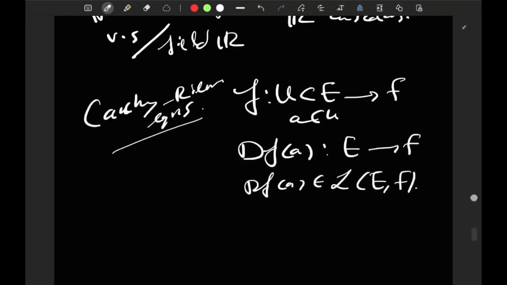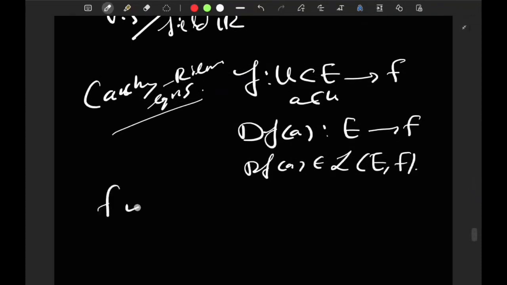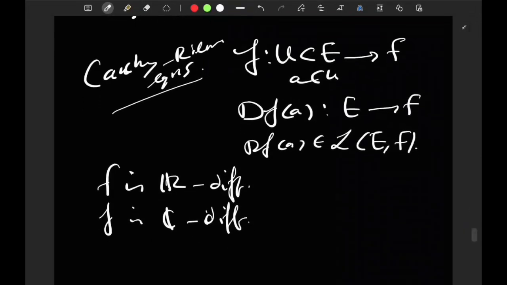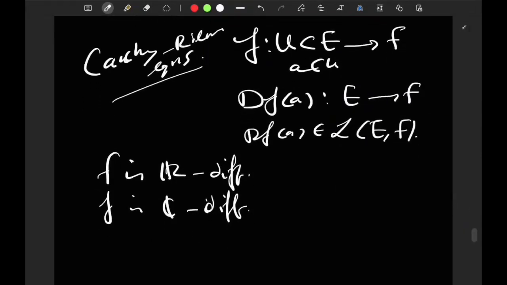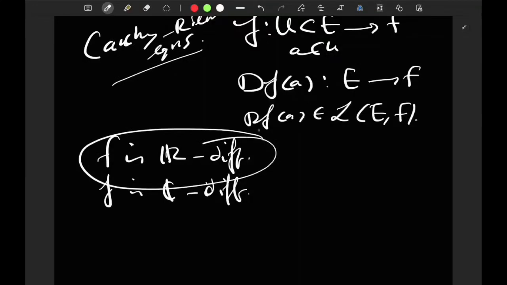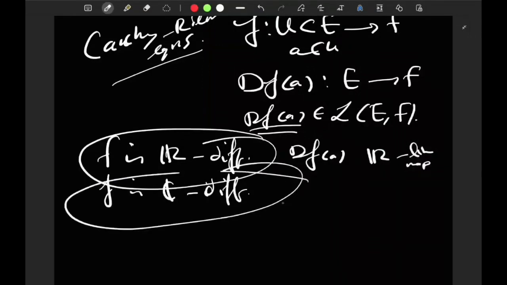But the thing here is that it matters if you say f is R differentiable, or if you say f is C differentiable. Not for the correctness of the theorems we did so far, but it matters for how you understand the function f. To be more clear, R differentiable means that df of A is an R linear map. And f is C differentiable means that df of A is a C linear map.